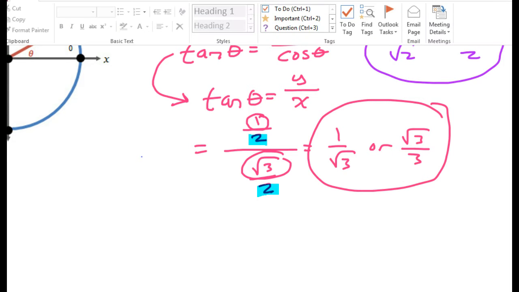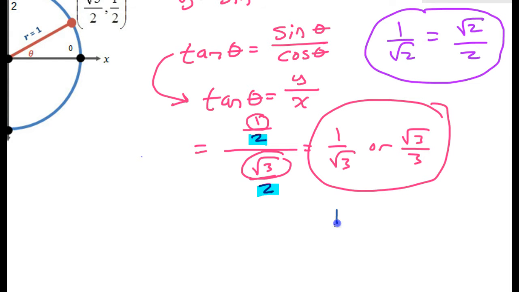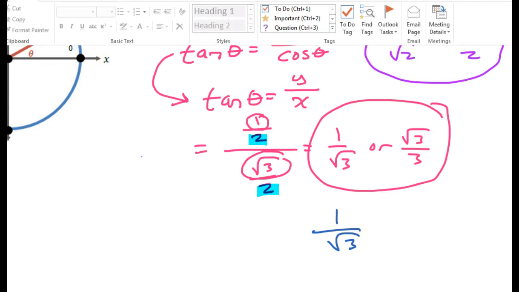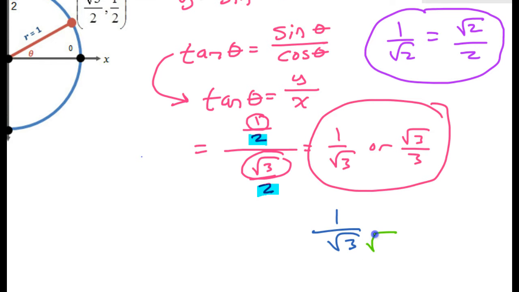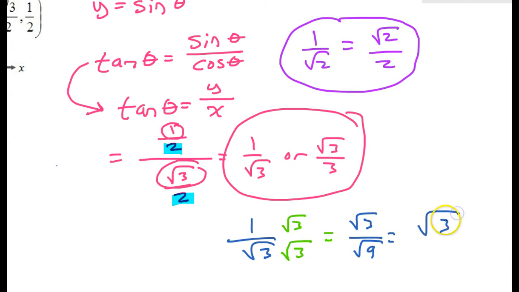Just in case you care, here's the reason why that is. It's called rationalizing the denominator. If I have 1 over radical 3, I could multiply the numerator and denominator by radical 3. And then what I get is radical 3 over, well, radical 3 times radical 3 is radical 9. But guess what? The square root of 9 is 3. So I get radical 3 over 3. So you don't want to have to do that every time, so just memorize it.